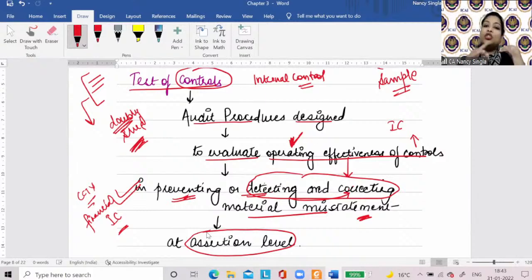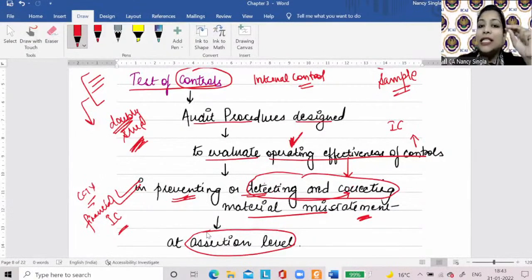So correct. So if I ask you when will an auditor perform the test of control, the first can be: when the auditor intends to rely on internal control under his assessment, when he was assessing the risk of material misstatement under SA 315. So first can be this point.